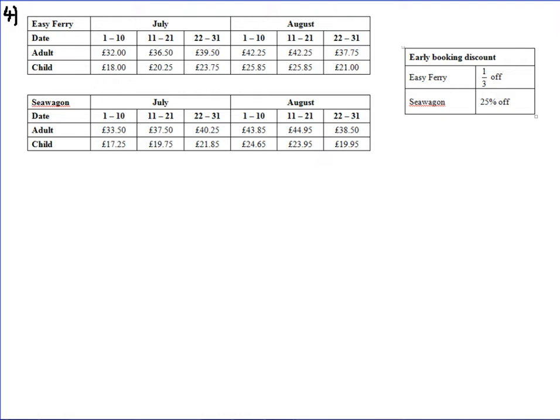Pete and Sue have 3 children. So what I generally do here is stick down information that's important. So 3 children. They're travelling on the 25th of July. So 25th of July is looking at this area here and this area here. And they'll book early, so they are going to get the early booking discount. Pete and Sue will travel with the cheaper ferry company. Which ferry company? You must show all your working.